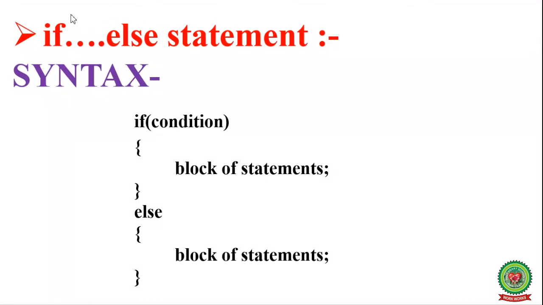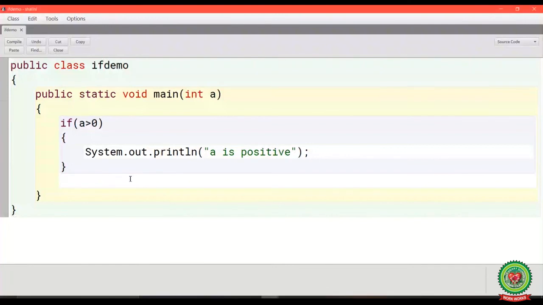Our next statement is the if else statement. Its syntax is if condition block of statements else block of statements. Now if the condition is true, then this block of statements will be executed. If this condition is false, then this block of statements will be executed. This statement is used when we have two different alternatives for execution. Let's understand it practically.